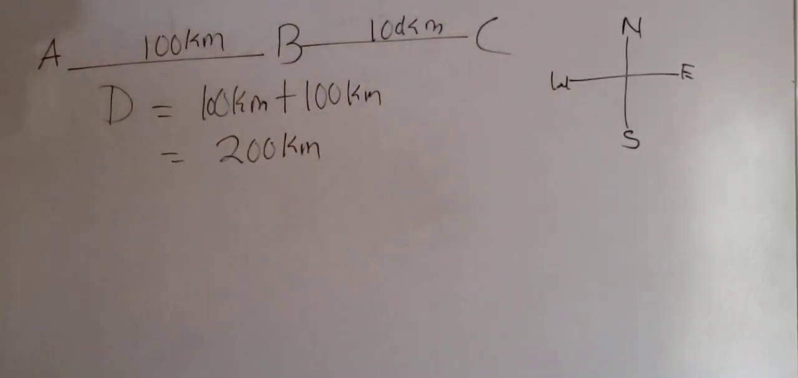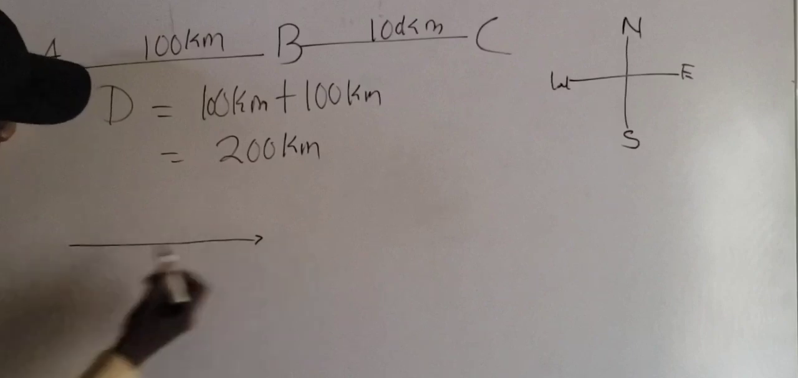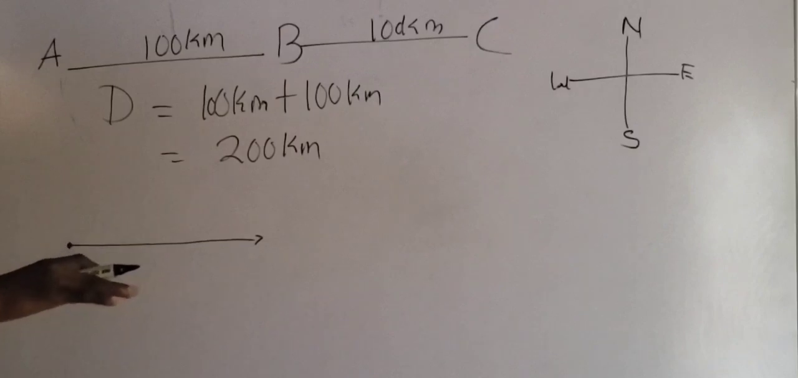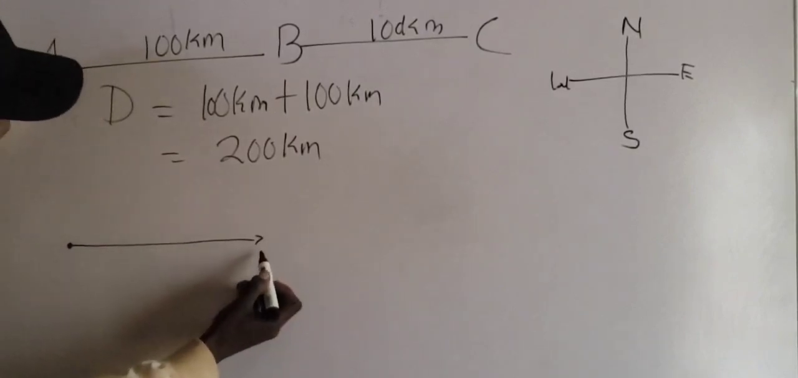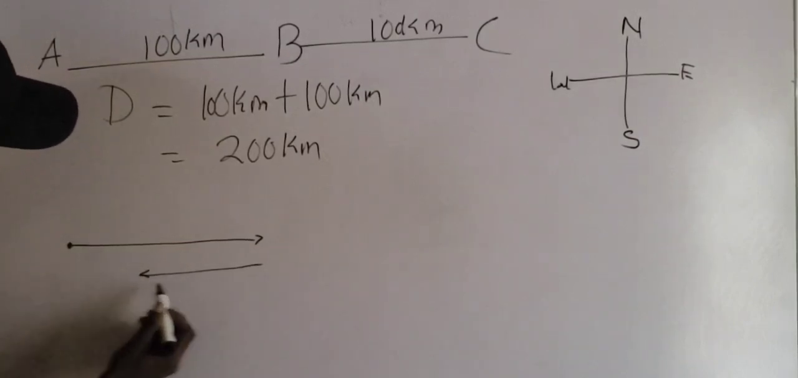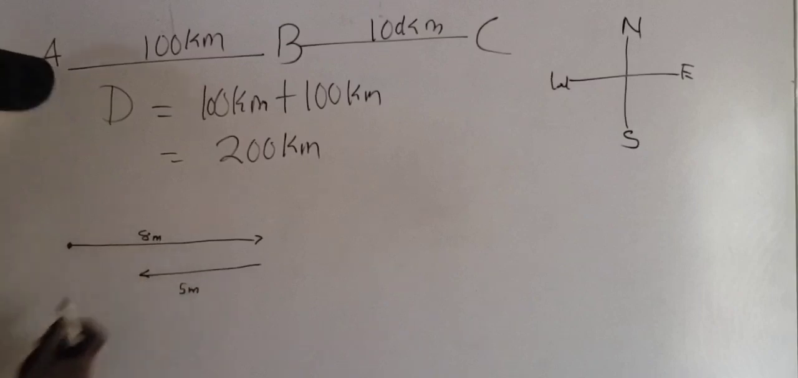From the question, the boy traveled 8 meters east. This is the starting point of the boy. So he traveled 8 meters east and then turned back and traveled 5 meters west. So from this point, he turned back and traveled 5 meters west. So this is 5 meters and this is 8 meters.